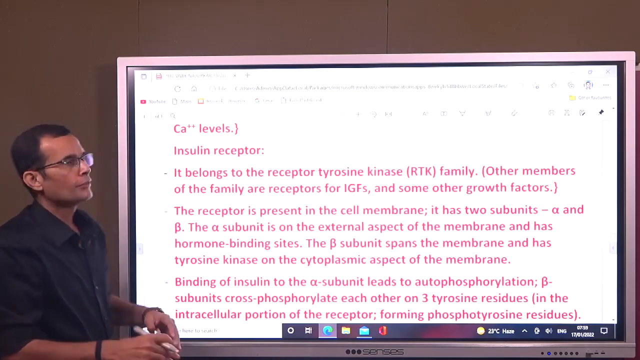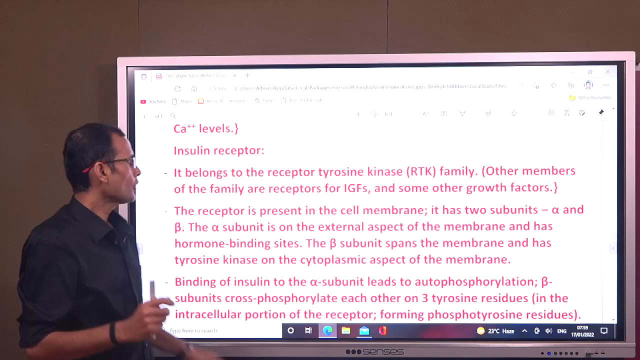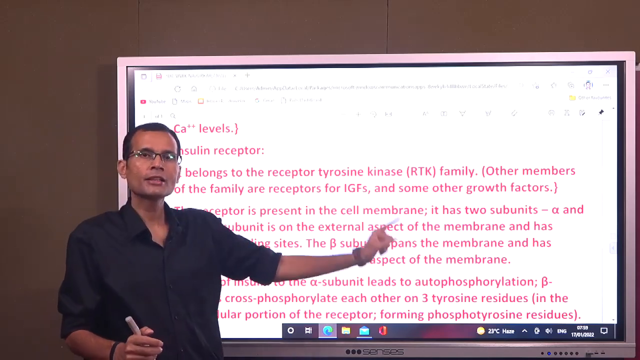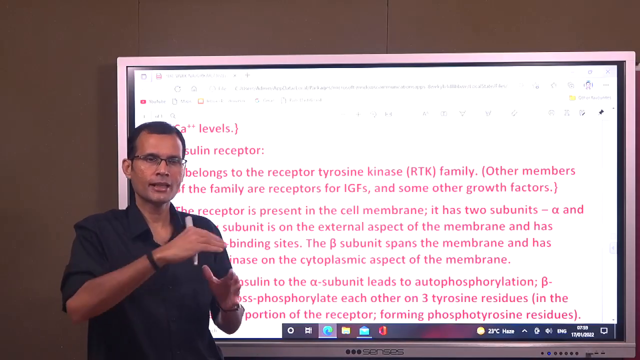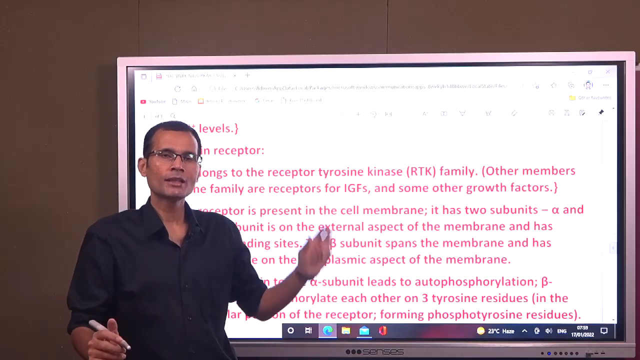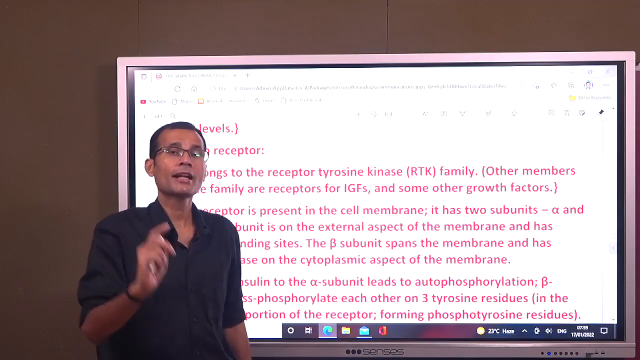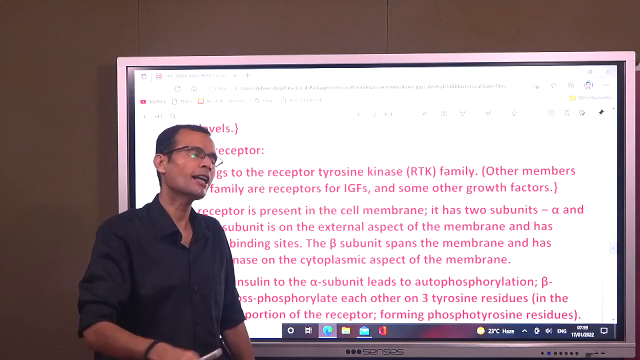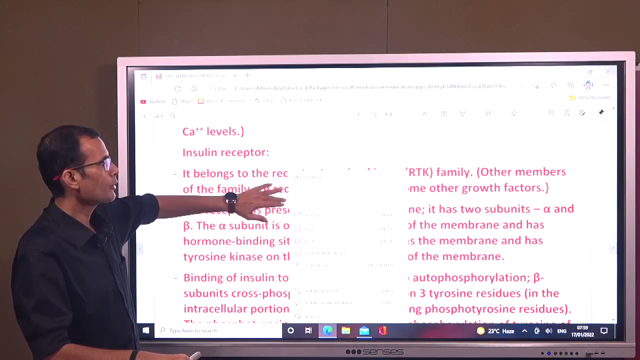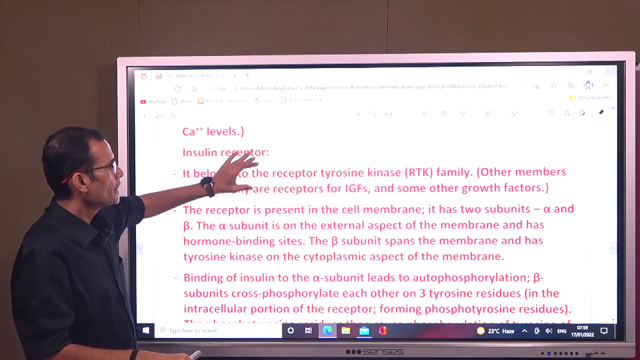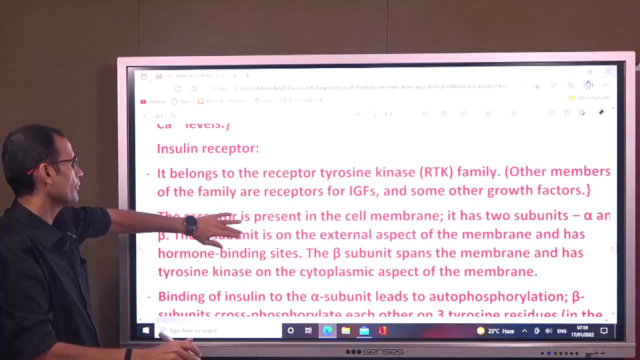Right. Next, talking about the insulin receptor. It's called receptor tyrosine kinase. If you remember the initial chapter, we have described that the receptors in the cell membrane are of two types. One are called GPCRs, G protein coupled receptors, and the others are catalytic receptors. Meaning the receptor itself has catalytic or enzyme activity. Insulin receptor is a receptor tyrosine kinase, meaning that the receptor itself has the tyrosine kinase enzyme activity.